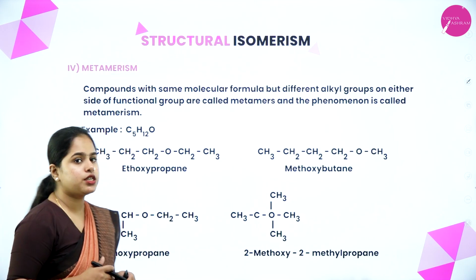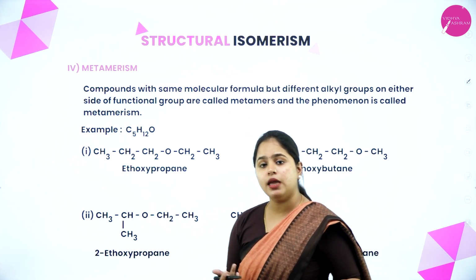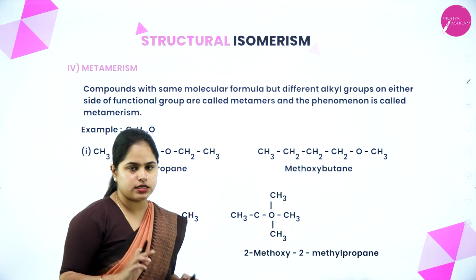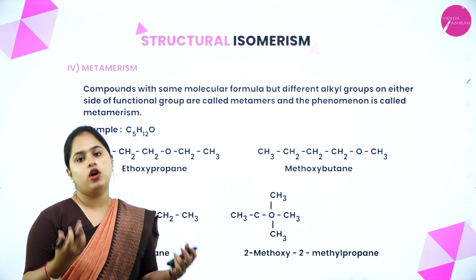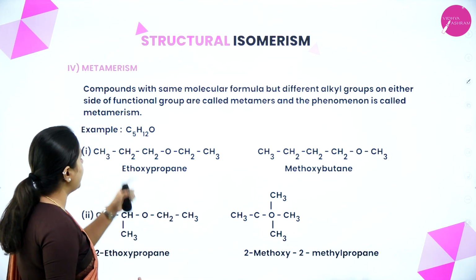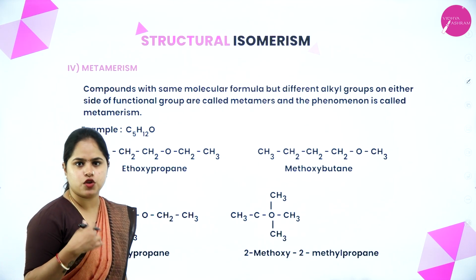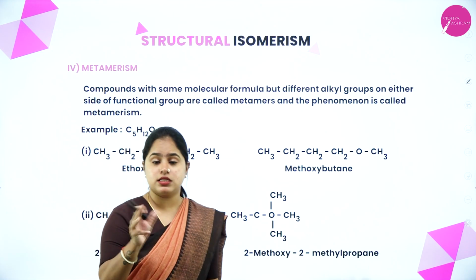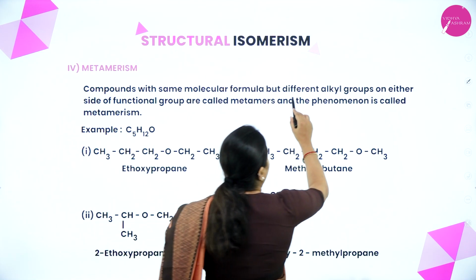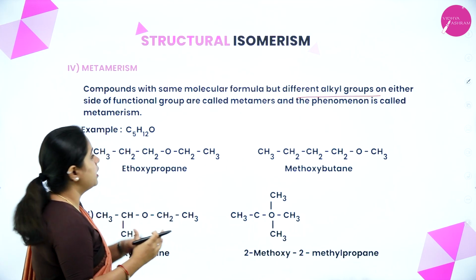Now moving on to the last type of structural isomerism, that is metamerism. So compounds with same molecular formula, in all these cases the first sentence is same, right? Same molecular formula, right? But different alkyl groups are present on either side of the functional group and they are called as metamers, and this phenomenon is called as metamerism. So what is differing in here? The alkyl groups present on either side of the functional group will be different.